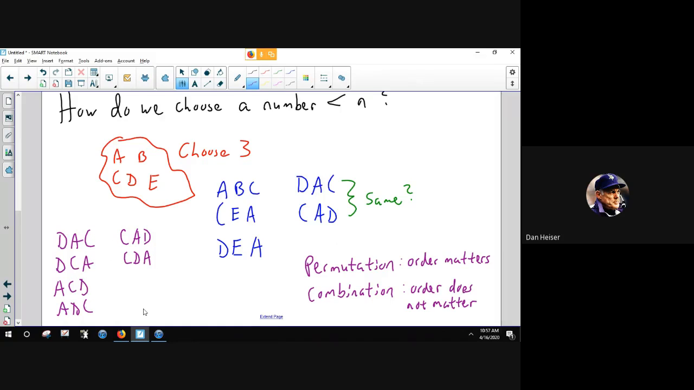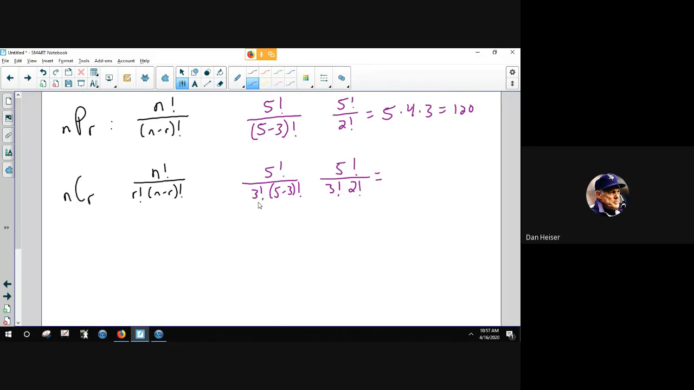That's 3 factorial. For these 3 letters, I have 3 choices for the first spot, 2 choices for the second spot, 1 choice for the third spot. The same 3 letters can be arranged 3 factorial ways. So this divides out all the repeats of the same 3 winners.